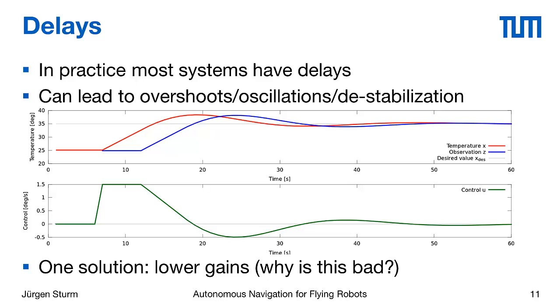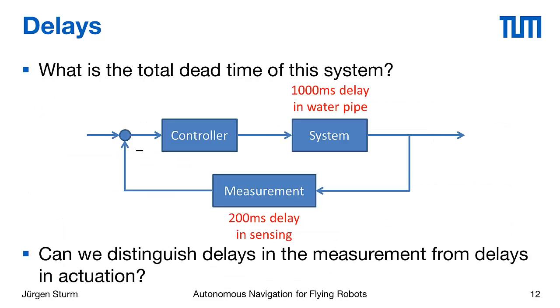And in the worst case, depending on how your delays are and what the dynamics are of your system, this can even lead to destabilization. One solution, as always, is obviously to lower the gains of your controller, but as we've seen before, this is probably a bad idea. It can help, but the disadvantage is that then the convergence takes much longer, and maybe you have to wait a few minutes in the shower until you get the right temperature that you desire.